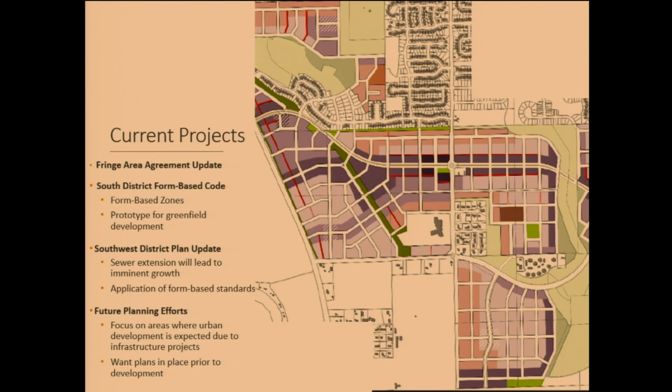And in terms of future planning efforts, we want to focus on areas where urban development is expected based on infrastructure that's planned. And this includes areas around Hoover Elementary School, and also the Herbert Hoover and 80 interchange.